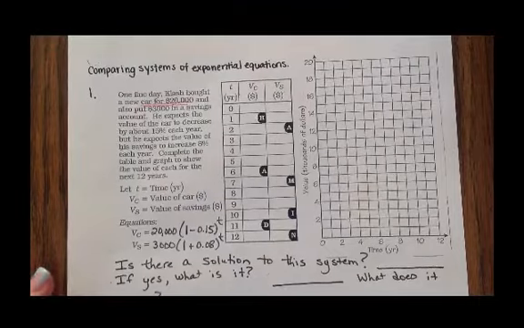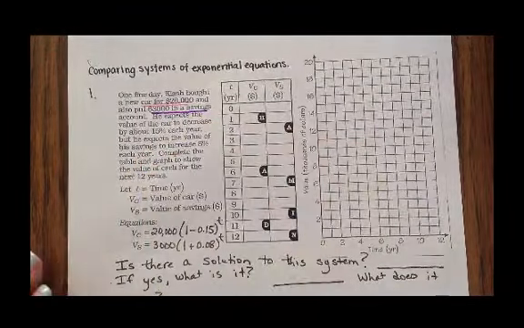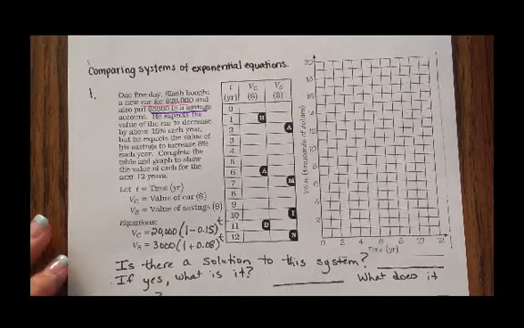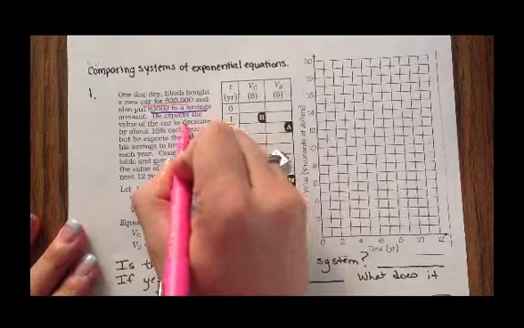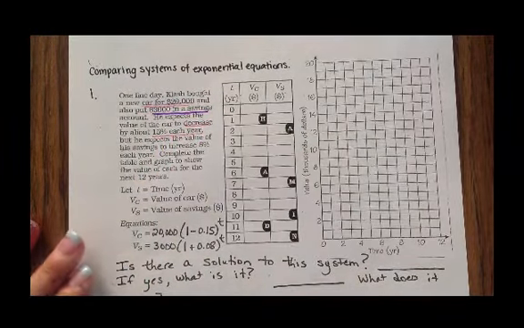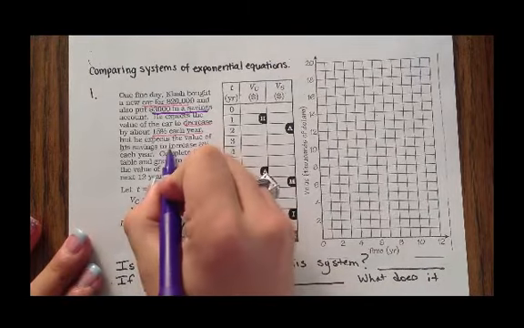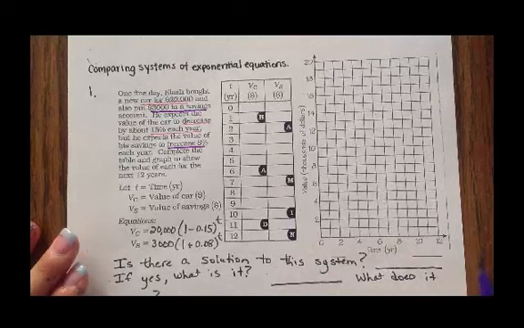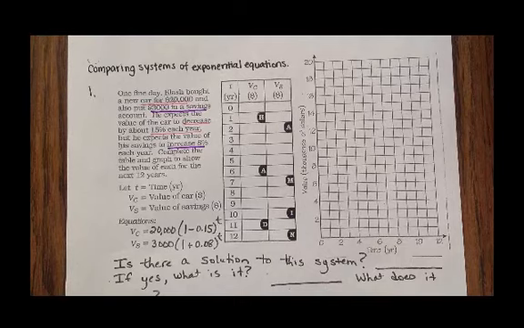Reading the problem, one fine day, Clash bought a new car for $20,000. He also put $3,000 in a savings account. He expects the value of the car to decrease by about 15% each year. So this amount is going down by 15% each year. But he expects the value of his savings account to increase by 8% each year. We want to complete the table and graph to show the value of each for the next 12 years.